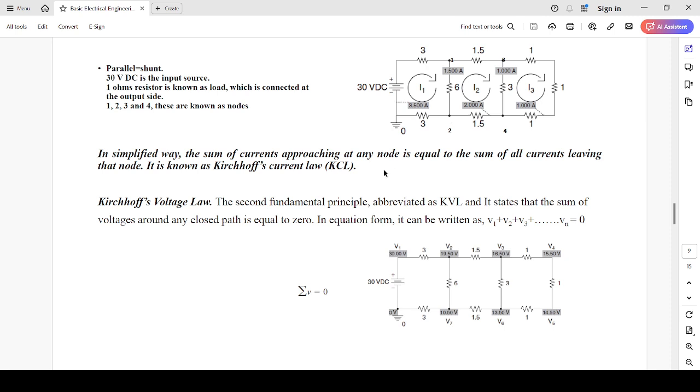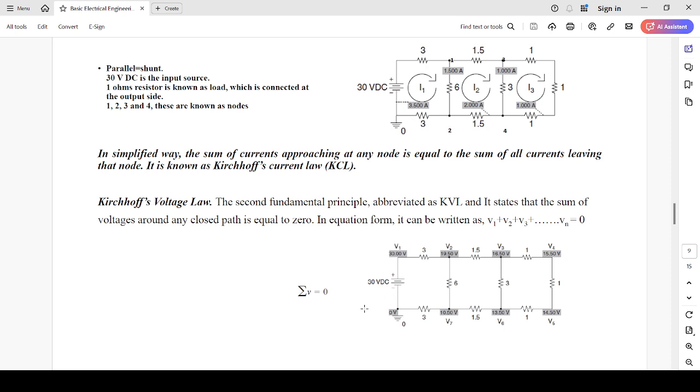Let us come to Kirchhoff's voltage law. This is another fundamental principle which is commonly written as KVL. In equation form, it is written as V1 plus V2 plus V3 plus Vn is equal to 0. So how is Kirchhoff's voltage law applied? For example, in this electrical circuit, we have three loops.